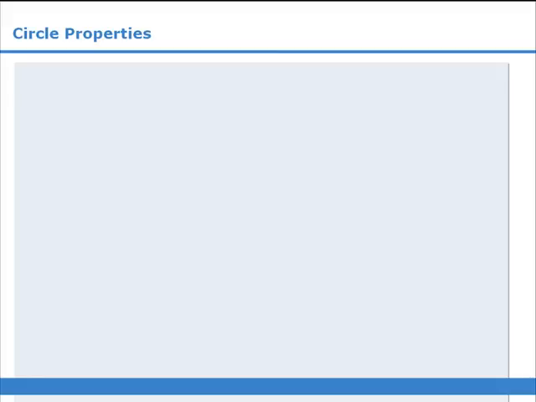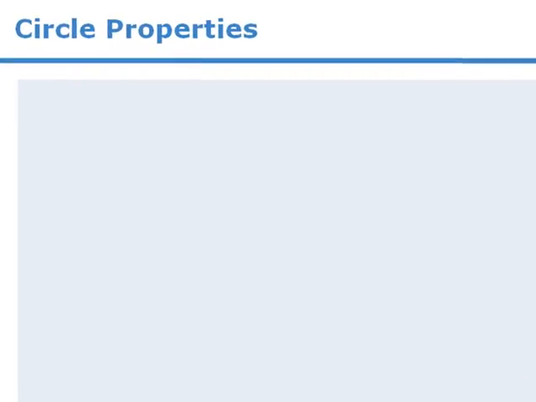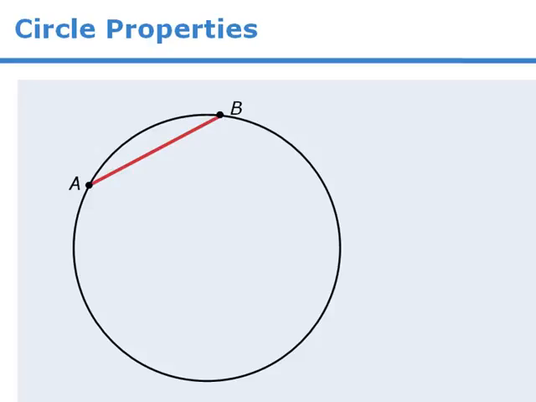In this lesson, we will learn some circle properties. To begin, we need to learn a few definitions. As you have already seen, the red line segment here is called a chord.